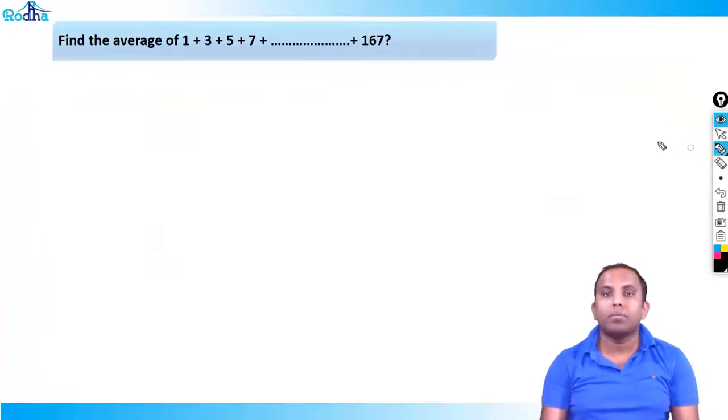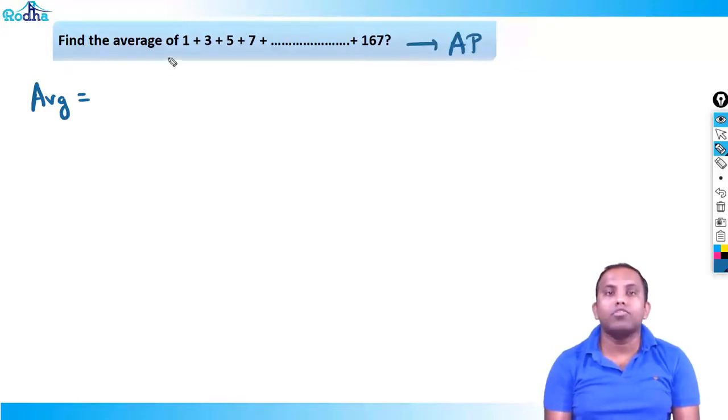1 plus 3 plus 5 plus 7, and so on. Now this is the average, right? Average I need to get. What is the average here? This now should be easy, right? This series is in AP. When this series is in AP, what is the average? First term plus last term by 2. So 1 plus 167 by 2. That is simply how much? 84. So it is the answer.